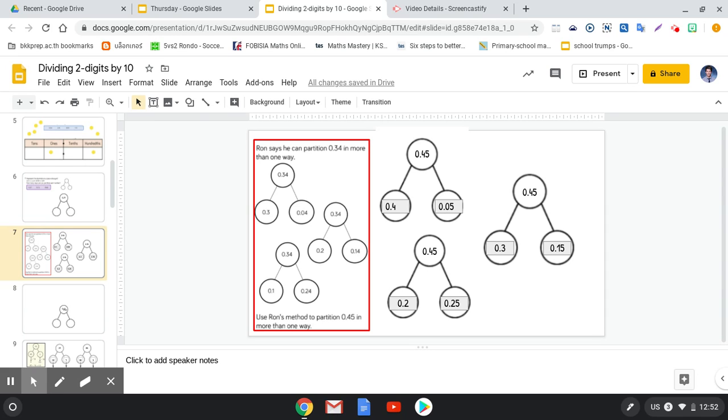So hopefully you were able to partition in a few of the same ways. Have a look at mine and check your answers.